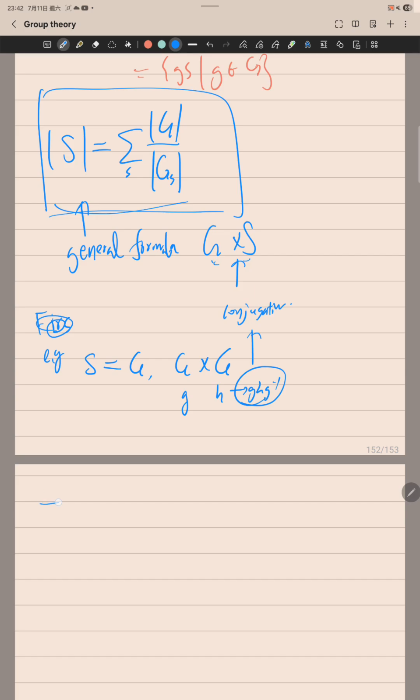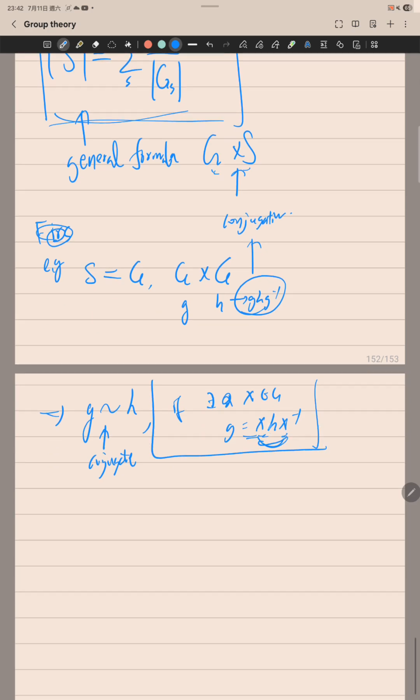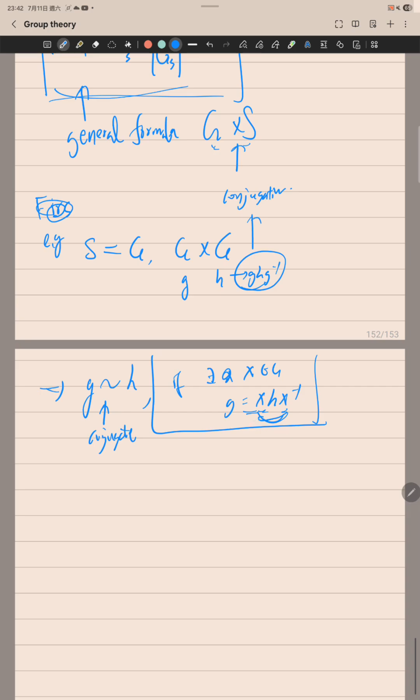In this case, we say g and h are conjugate, or g is conjugate to h, if there exists some x in G such that g equals x h x inverse. Basically, they are connected by some x. In linear algebra, for example, they are connected by some unitary. This is called a similarity transformation.